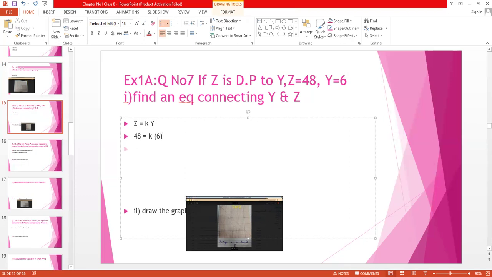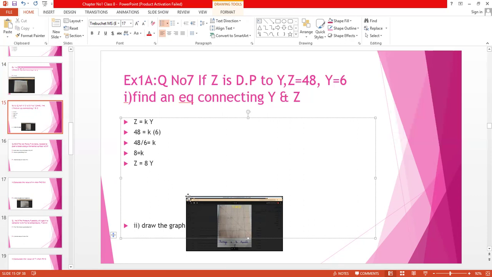Clear? So in the 6 times table, when will 48 come? Yes, 6 eights are 48. So the value of k is equal to 8. Now I have to connect this equation. It's very much essential that we connect the equation. So z is equal to 8y. Change on the right side occurs by multiplying the number 8 times, and on the left side by dividing the number 8 times.